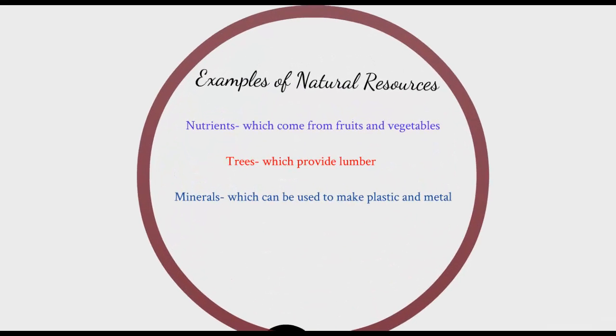So some examples of natural resources. We have nutrients, which come from fruits and vegetables, so that goes back to the producers that are growing on their own through the process of photosynthesis. Trees, we use those all the time to provide lumber to build different structures. And then minerals would be like the different types of things we find in the ground, gold, for example, or iron ore. And those are different minerals we can pull out, and we can make those into different things. We use another mineral called crude oil, which is a dark, thick, black liquid, to make plastic.